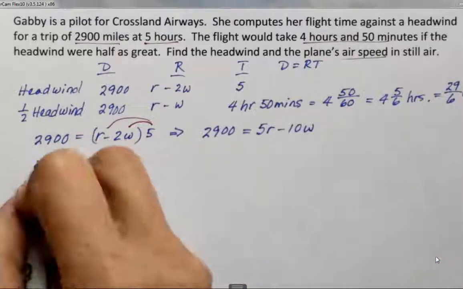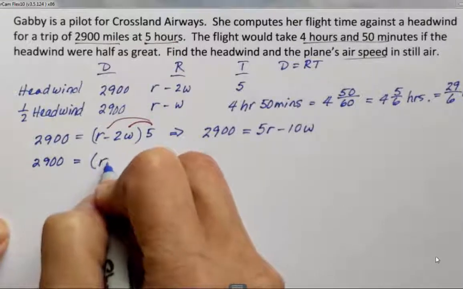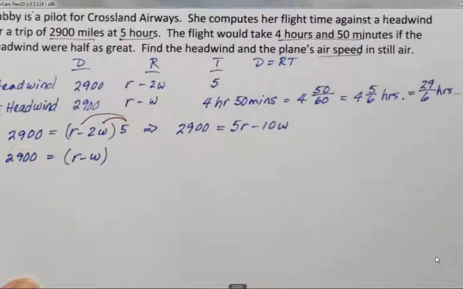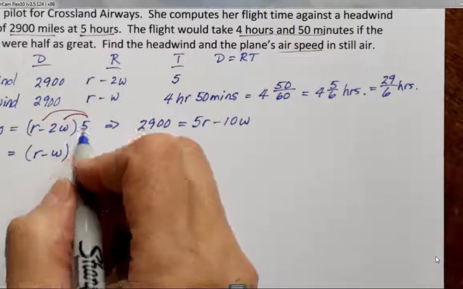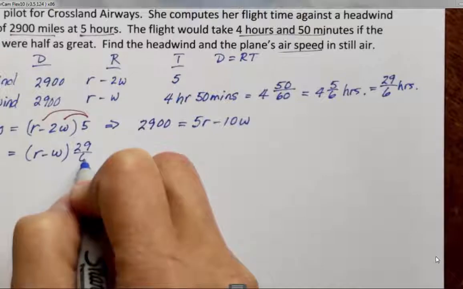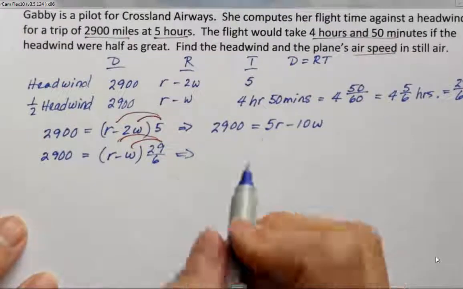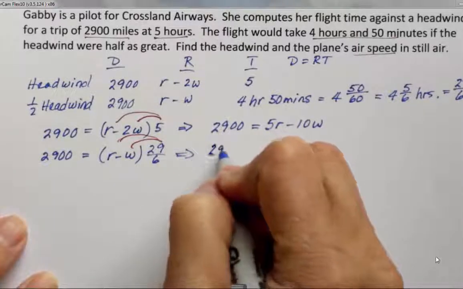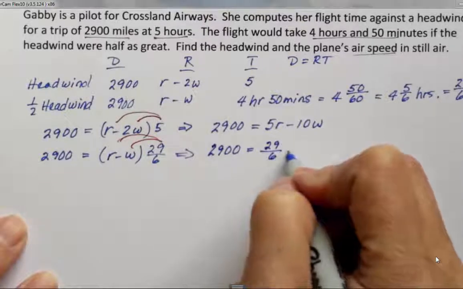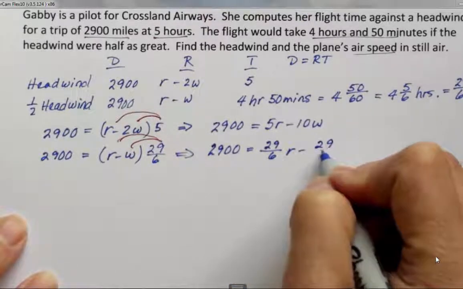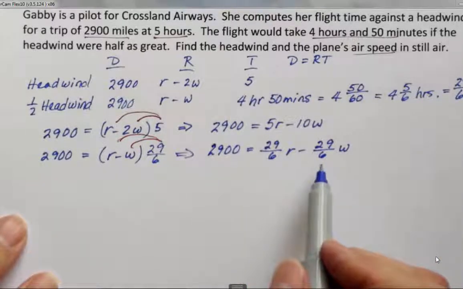My second equation is going to be 2,900 is equal to my rate, R minus W. And then on this particular problem, I'm going to use my 29/6 hours. So I'm going to write 29/6. And then using my distributive property for that one, I come up with 2,900 equals 29/6R minus 29/6W.